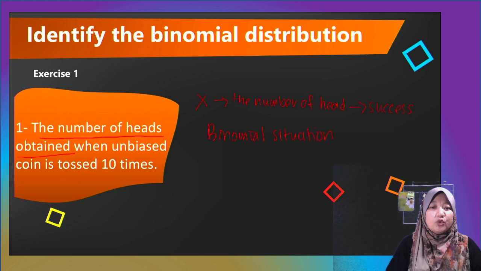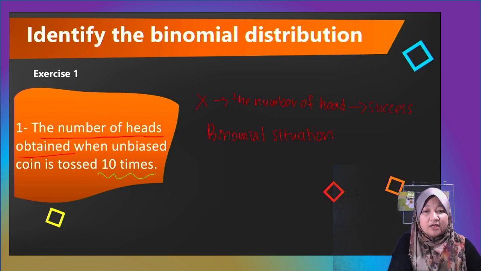Because we have two possible outcomes, getting head for the success event. Maksudnya untuk failure adalah tidak mendapat head ataupun maksudnya kita mendapat tail. And then they mention here the experiment took 10 times. So n is fixed. Ingat tadi 5 conditions, one of the conditions is fixed number of trials. So we have 10 times. So this one is binomial distribution.